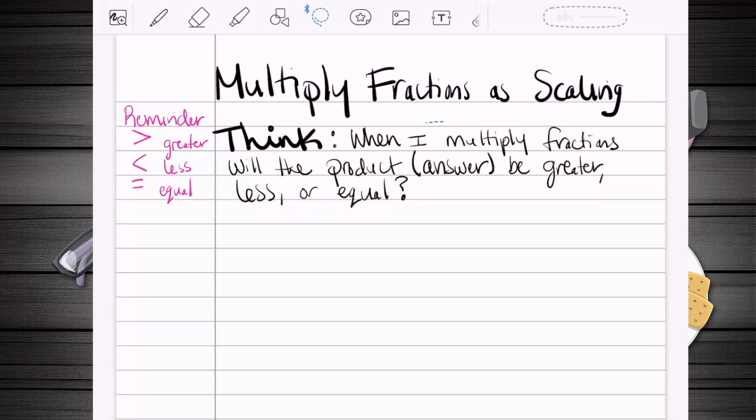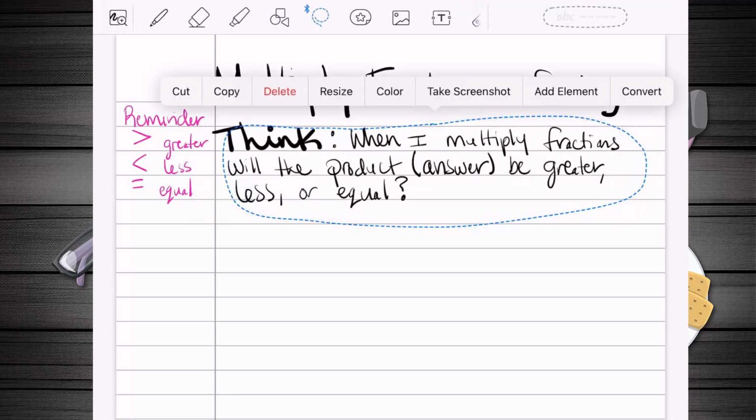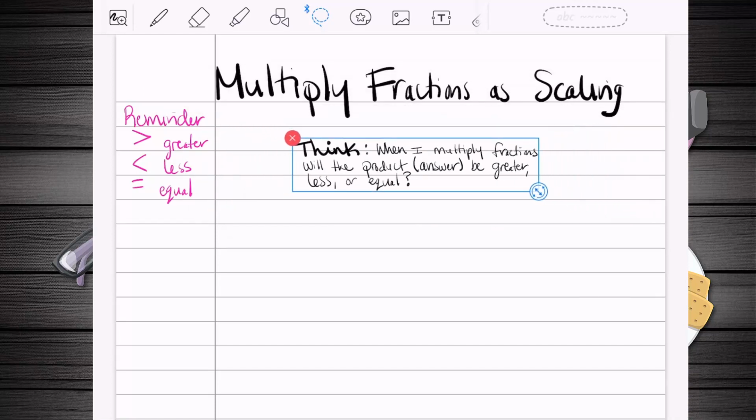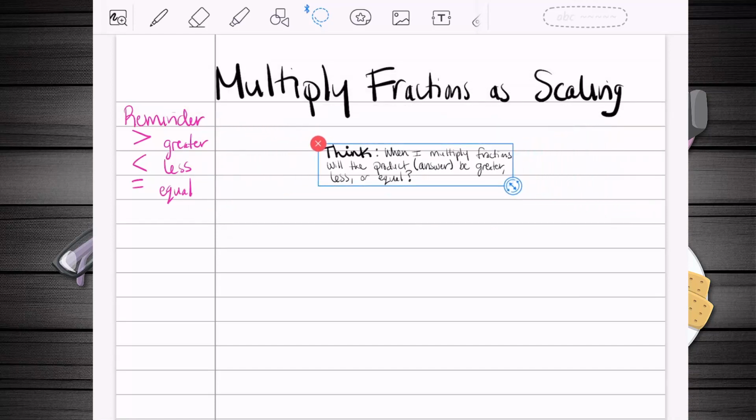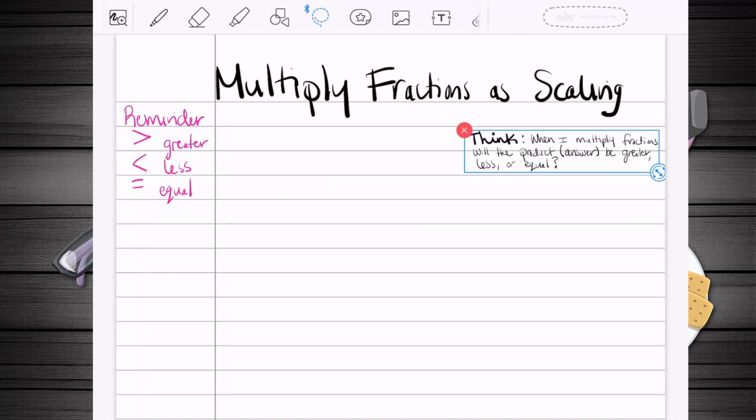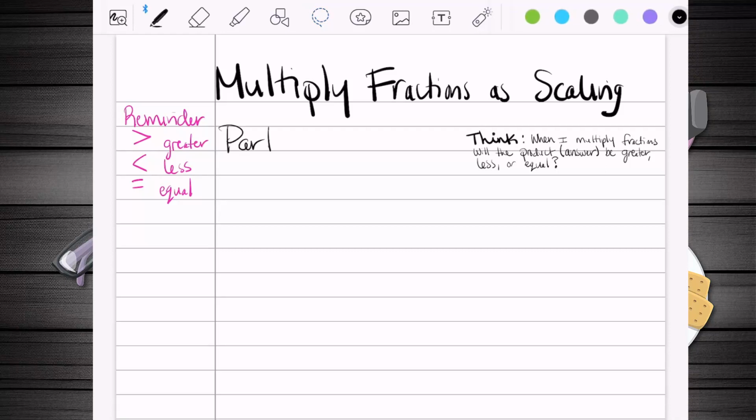And I'm going to shrink this down. If you hear me in the background, I'm switching around on my paper notes so I know what to say. So I want to tuck that in the back of our mind. Is our product going to be greater or less than the factors?